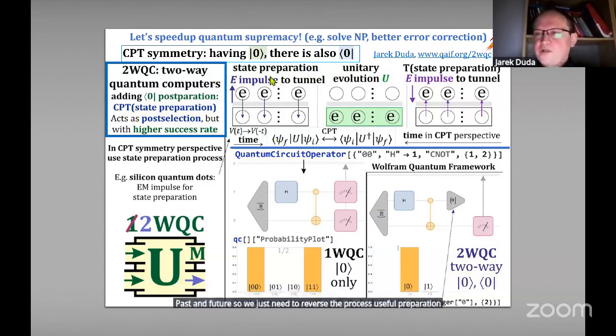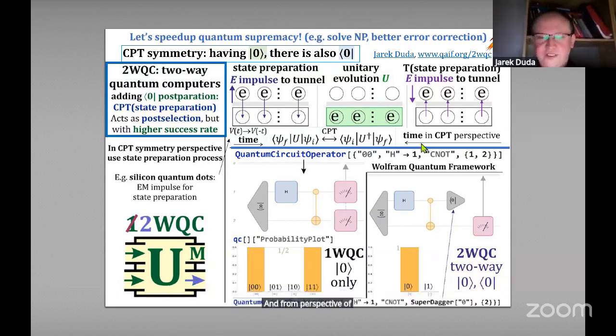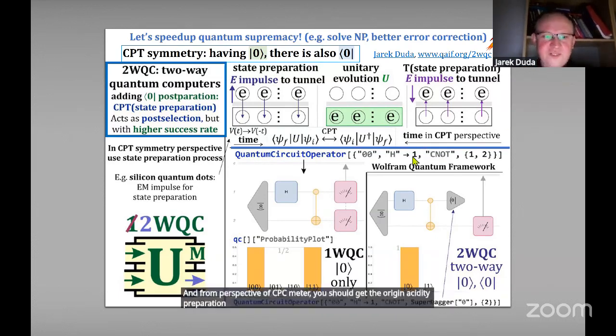One approach here is that the state preparation process is sometimes just an applied impulse, a change of potential. So we just need to use the reverse impulse, just reverse the shape of the impulse used, and from the perspective of CPT symmetry, you should get the original state preparation process. This is one approach.